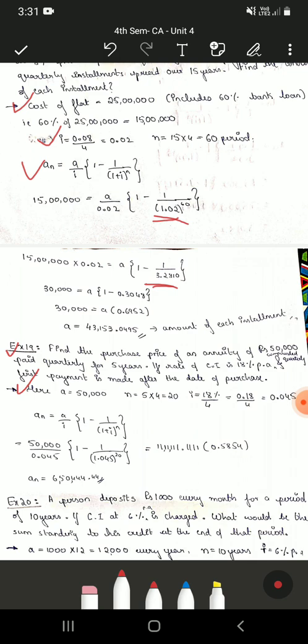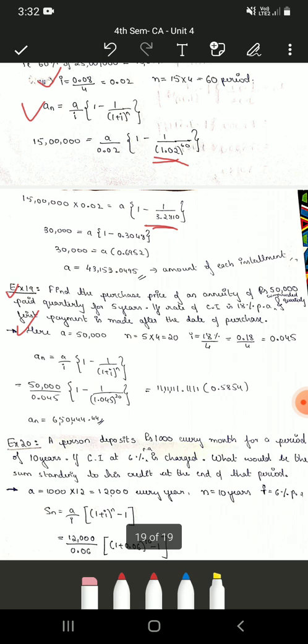Here they have not asked for the amount, but they have asked to find out the purchase price. So here A is given as 50,000, N is 5 years, but it is compounded quarterly, therefore it is 5 into 4, 20 periods. I is 18%, so 18 divided by 4, you get 0.045. Now you have got all the values, you can solve for AN. You get 6,50,444 rupees approximately, which is your purchase price.